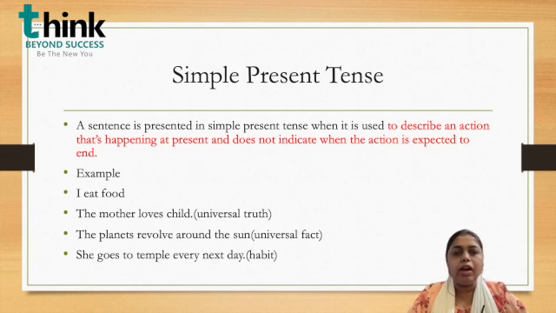For example, I eat food. Usually everyone eats food, so the action is an ongoing action. Everyone eats food for their livelihood, but we can't say when we will stop eating food. Like after one month or one year I stop eating food and survive without it. So the action is ongoing, and we can't predict when it is going to end.